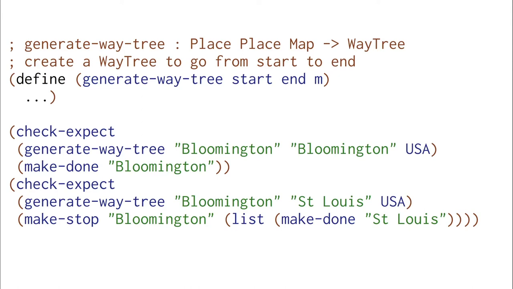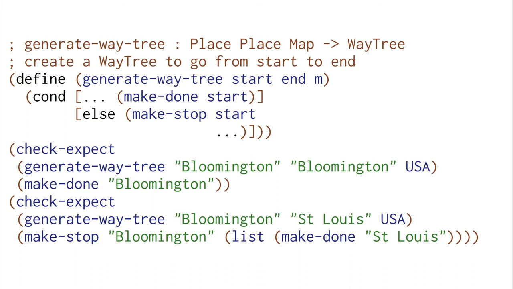If we're starting in Bloomington and going to St. Louis, we can get there in one step. We start in Bloomington, we go to St. Louis, and then we're done. We don't need to look at all the possibilities in order to figure out which one we want. Also, there's only one place we can go from Bloomington.